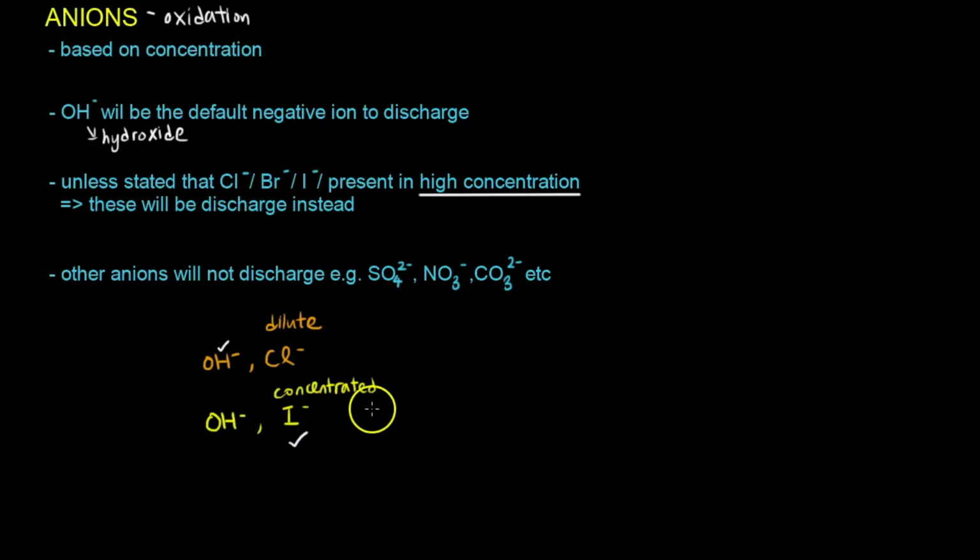Because it's concentrated. So this is the only way either Cl-, Br-, or I- can be chosen: when they are in high concentration over OH-. Otherwise OH- will always be the default ion to choose. That will be all for the selective discharge rules.